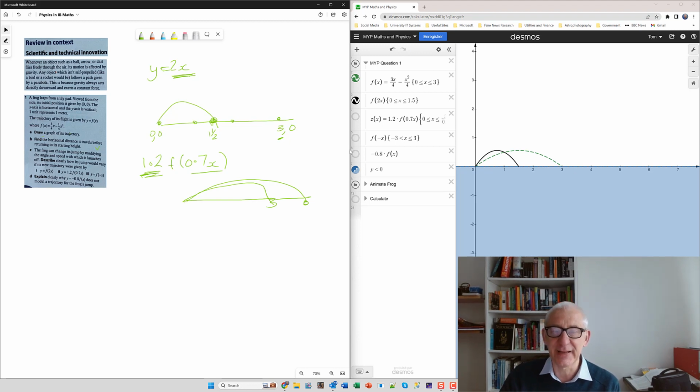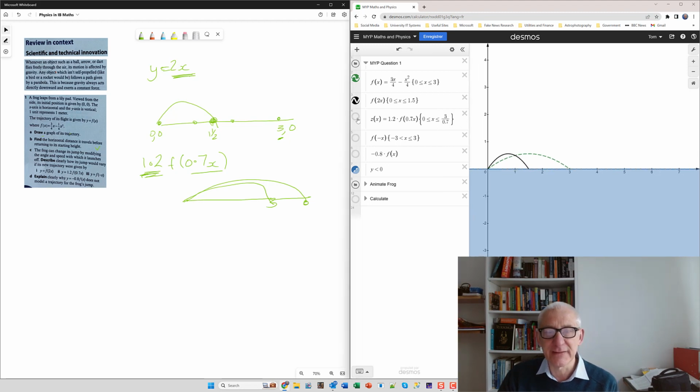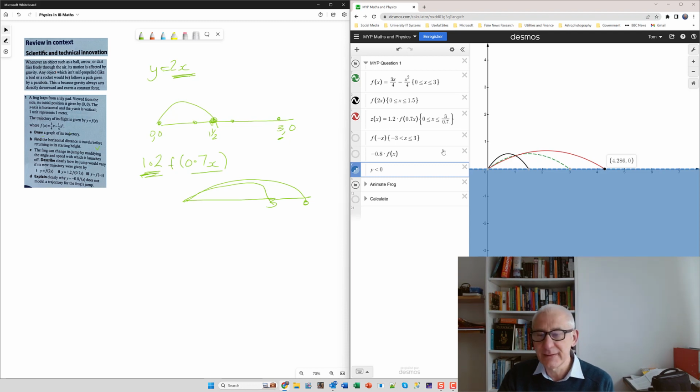I'll be able to see that clearly if I open up this one. Here you can see that this one does go further, the line there, and the distance it travels is 4.286, which is 3 divided by 0.7. Okay, take a moment to think about that.